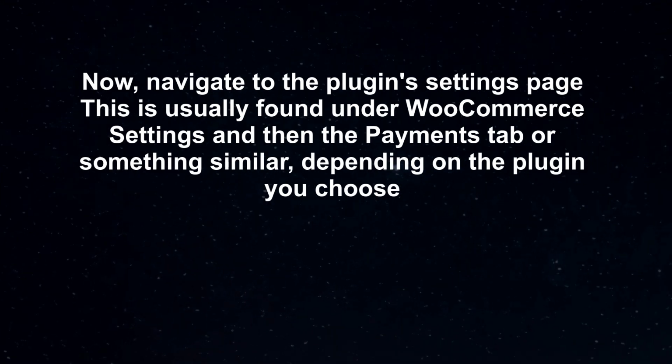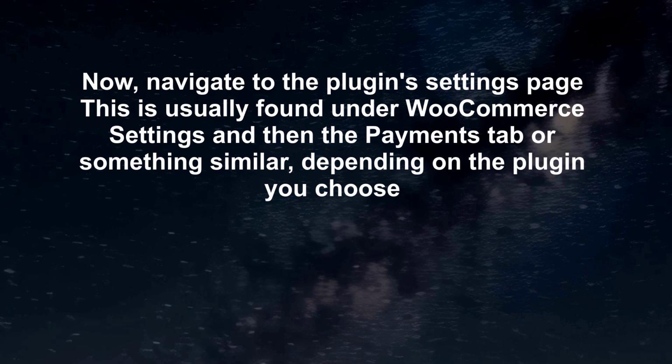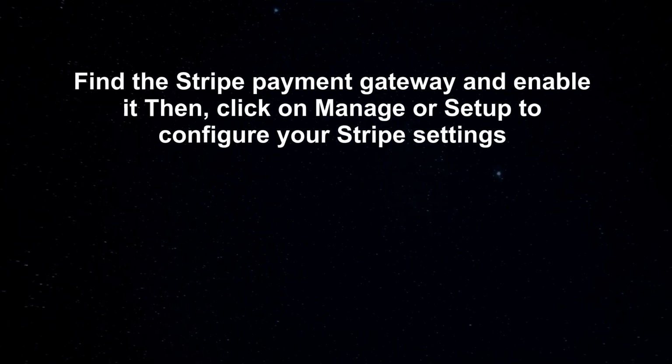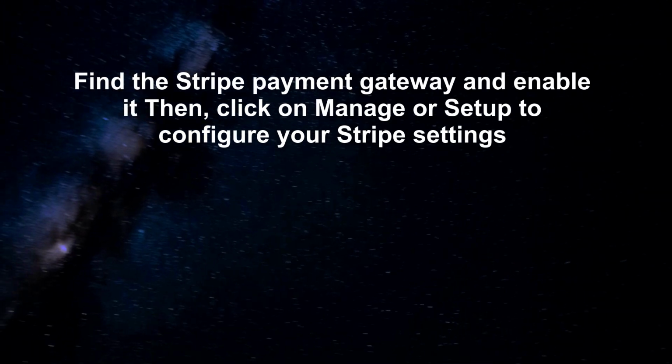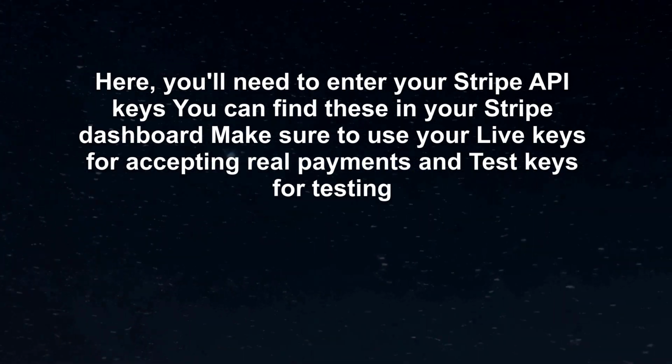Now navigate to the Plugins Settings page. This is usually found under WooCommerce Settings and then the Payments tab or something similar, depending on the plugin you choose. Find the Stripe Payment Gateway and enable it, then click on Manage or Set Up to configure your Stripe settings. Here, you'll need to enter your Stripe API keys.